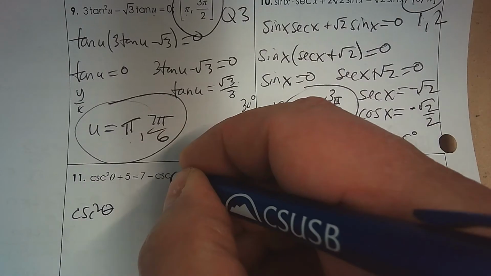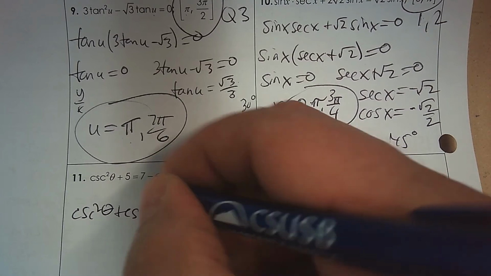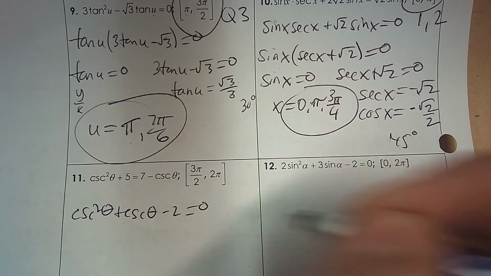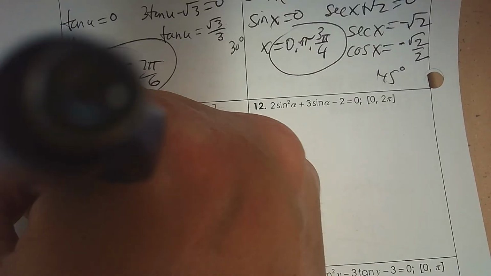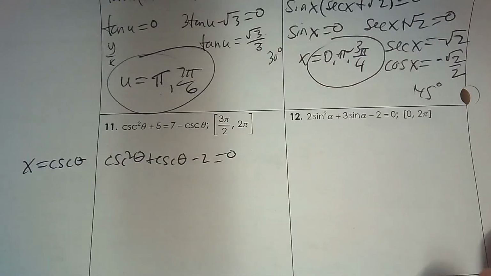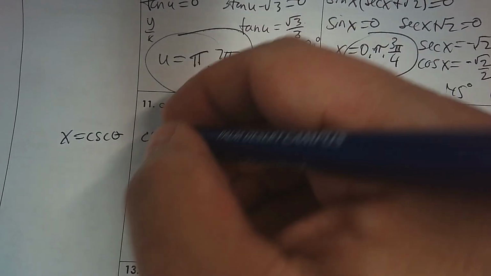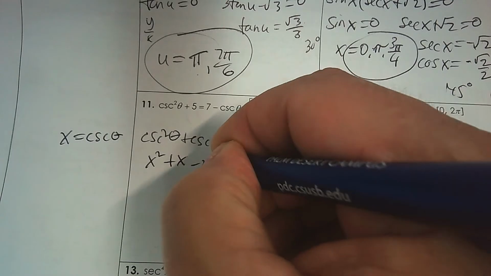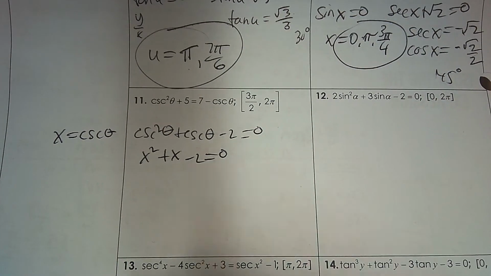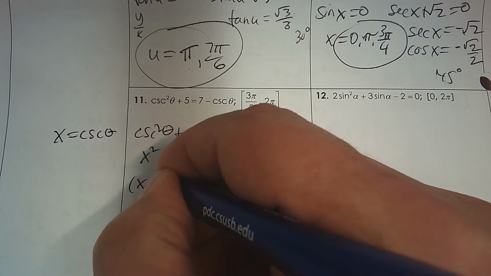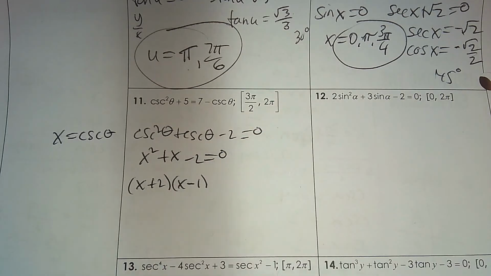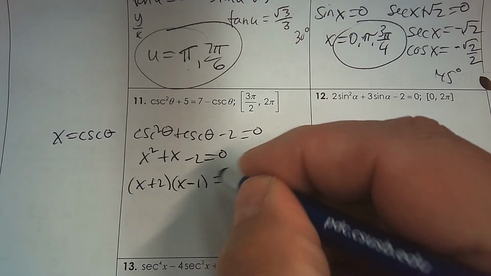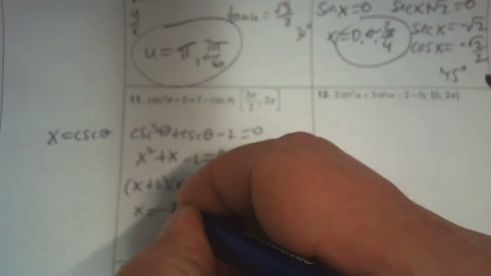Number 11. I'm going to add cosecant theta. I can't combine like terms. Subtract 7. So 5 subtract 7 is negative 2. I can't combine them, but I can factor it. So if you want, you can let x equal cosecant theta on the side. By doing a substitution, then you might feel more comfortable factoring it. So what is the factoring here? Two numbers that multiply to negative 2 and add to 1. So that's x plus 2 and x minus 1. So one answer is negative 2, and the other answer is 1.